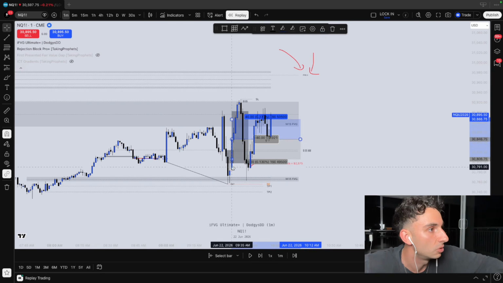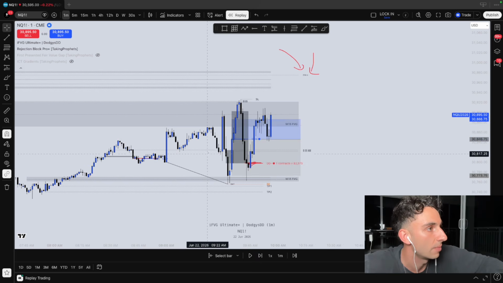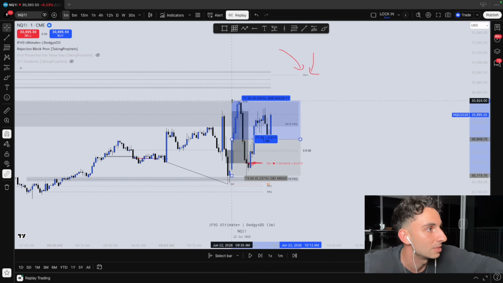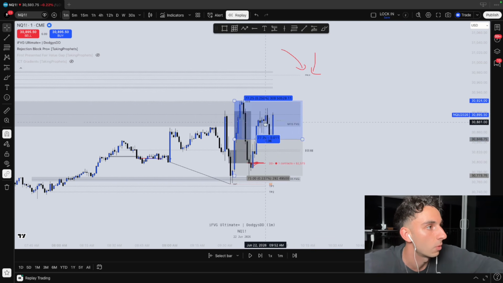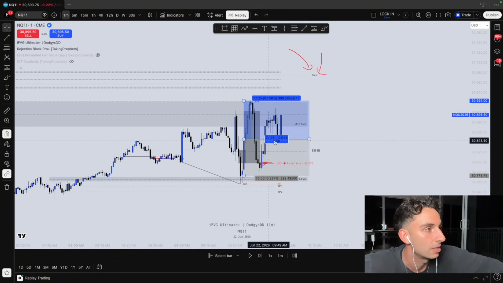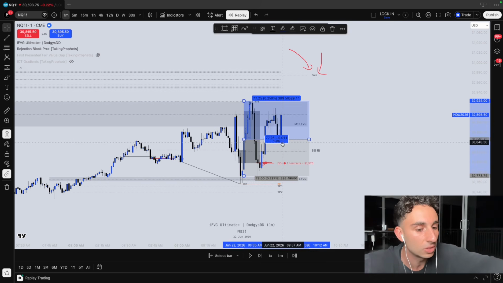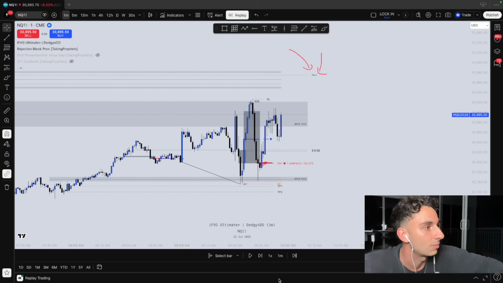I typically do not ever hold for the full draw. I'm not gonna lie, I really just do like to get my piece of the pie. I literally took just a 1-to-1 off this indicator alert right here. And that's how I've actually had like the most success in my trading so far.